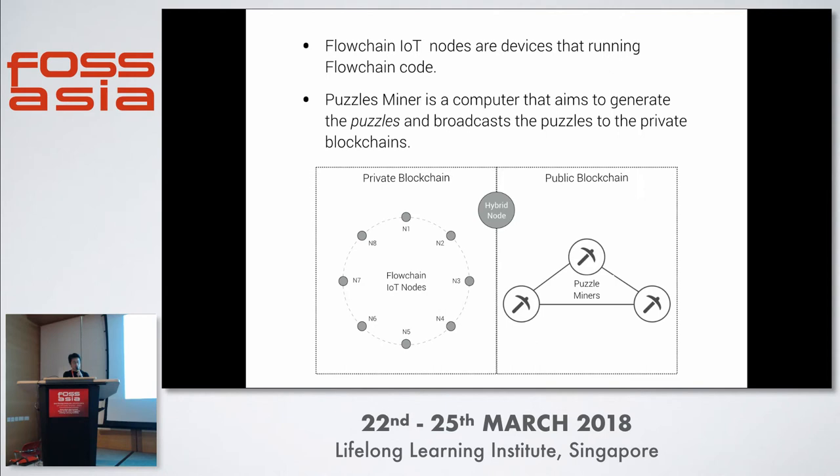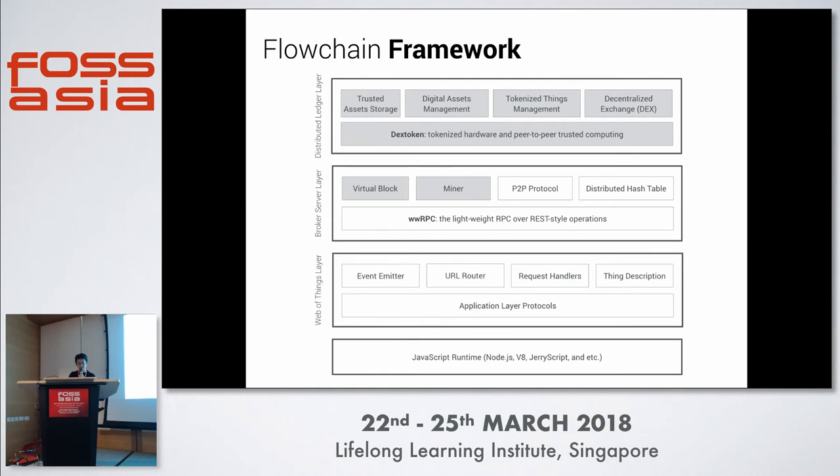The hybrid node is a device that receives the parcels from the public blockchain and delivers the parcels over the peer-to-peer network to the private blockchain. Sorry, in the public blockchain, you can see the parcel miners layer. The parcel miner is a computer that aims to generate such parcels and broadcast them to the private blockchain. I'll explain the algorithm a bit later. In the private blockchain, all Flowchain nodes are running the Flowchain framework.